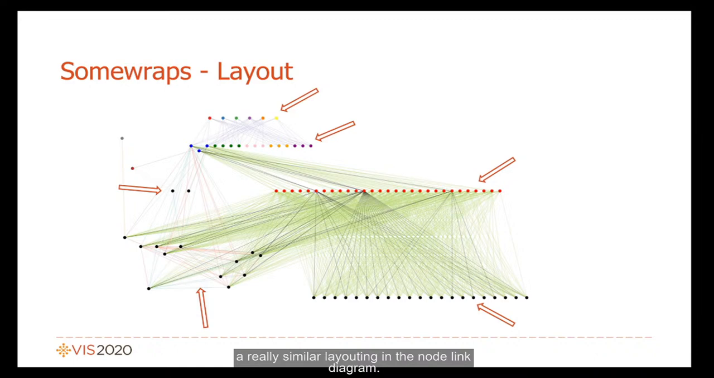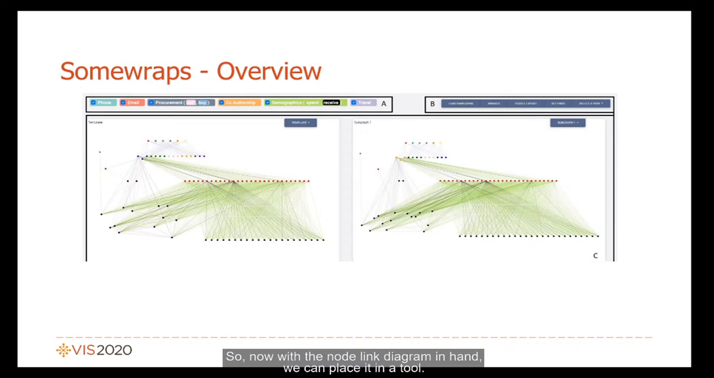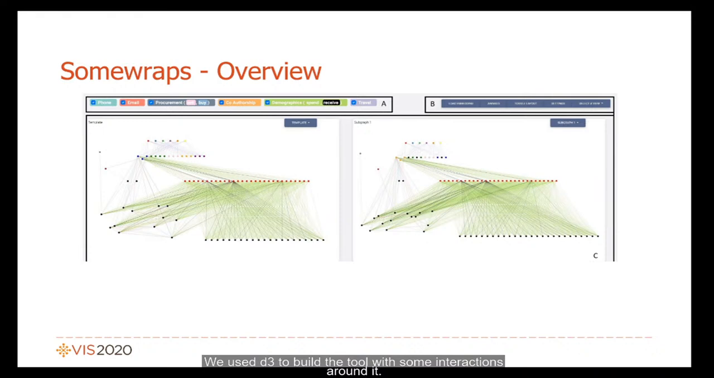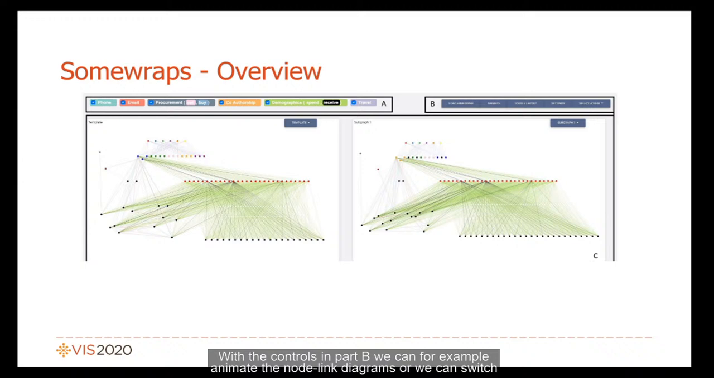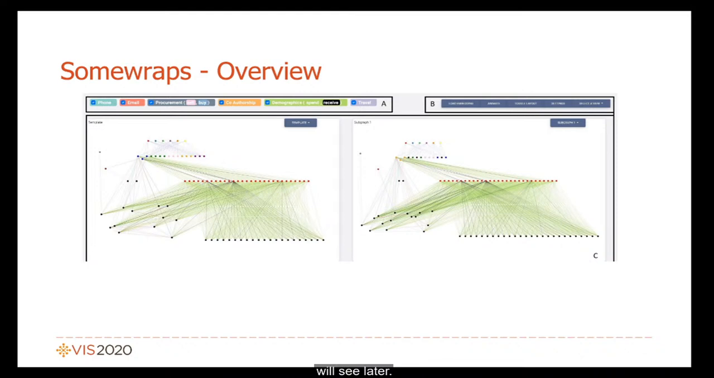So now with the node link diagram in hand, we can place it in a tool. We used D3 to build the tool with some interactions around it. So part A shows the filter buttons for different channels, which allows us to show or hide specific edges. With the controls in part B, we can, for example, animate the node link diagrams, or we can switch between the views, or even show a layout of 2 or 6 subgraphs side by side, which we will see later.